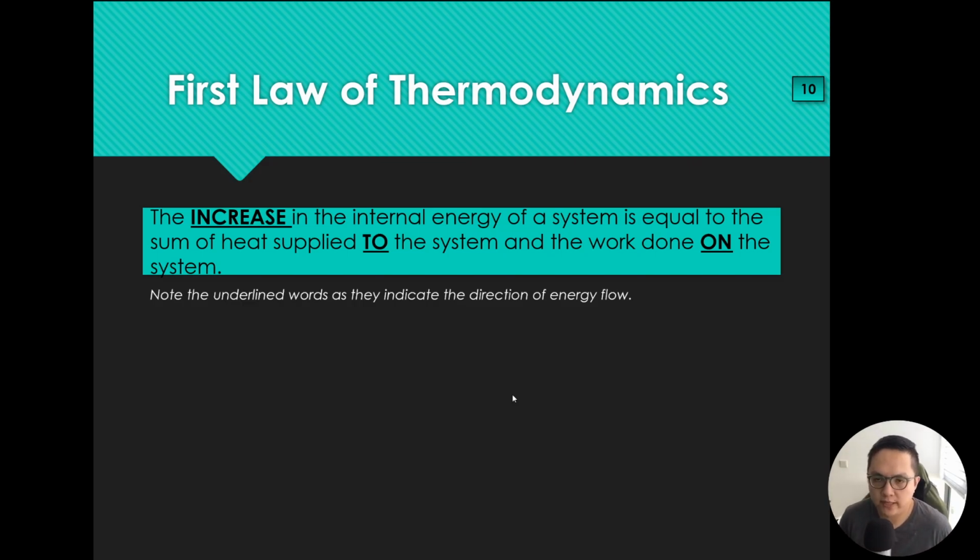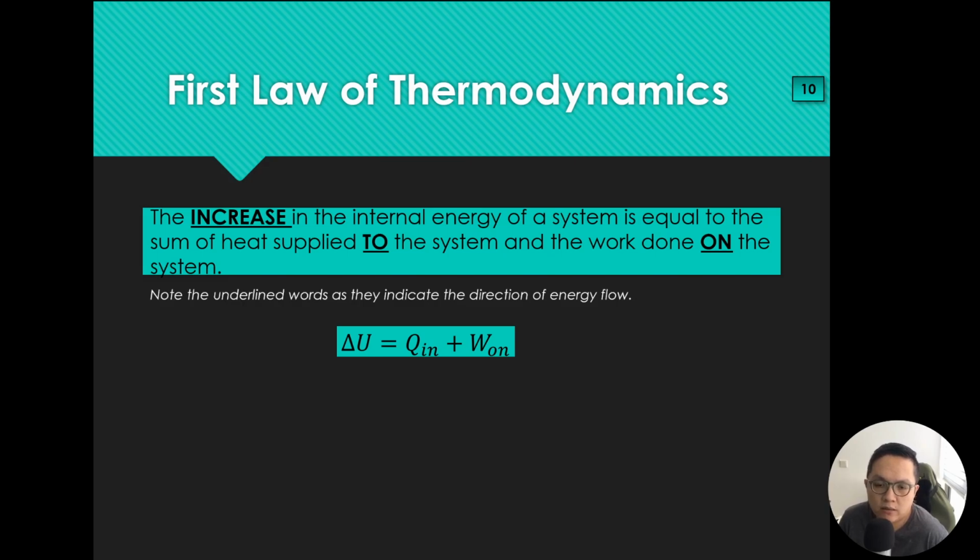Defining the first law of thermodynamics: the increase in the internal energy of a system is equal to the sum of heat supplied to the system and the work done on the system. Note the underlined words, because they indicate the direction of energy flow. We are always talking about energy coming into the system. Sum of heat Q into the system and then work done on the system. So delta U equals Q in plus W on. Heat supplied to the system, work done on the system.